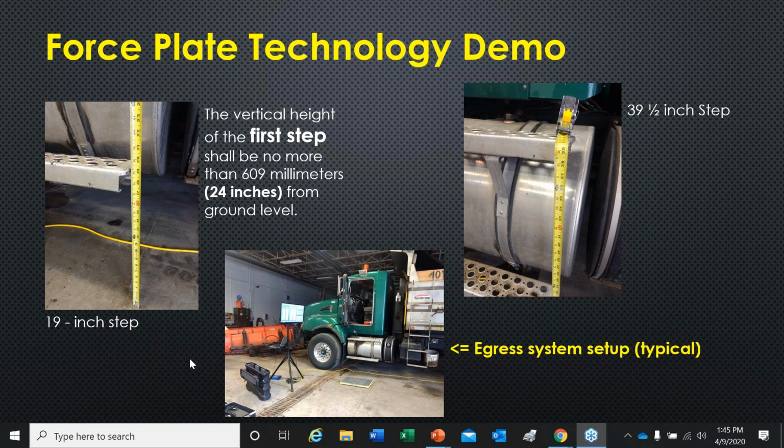The picture on the left is a truck. I think it's a 6-wheeler, and the step is a 19-inch step. And where you can use this force plate technology is in the entry and exit from especially these type of large trucks. In the middle picture, we've got an open door on the truck, you've got your steps on the truck at 19 inches and 39.5 inches on this specific truck. And at the bottom, there's a force plate that they would step onto and off of.